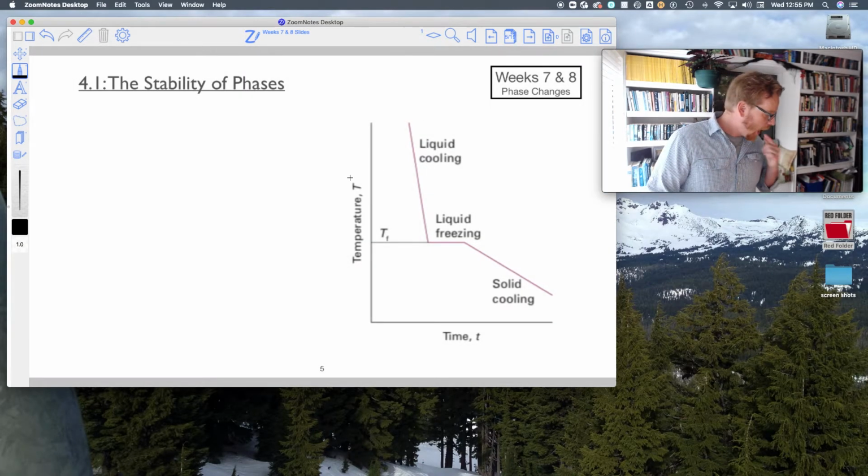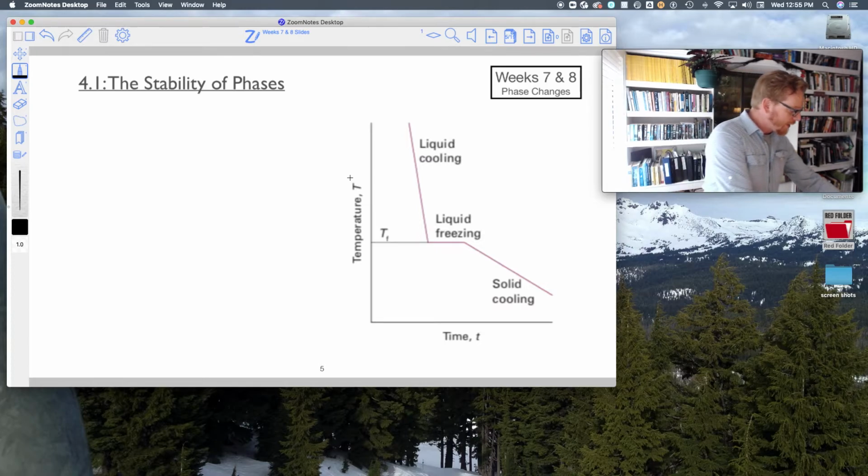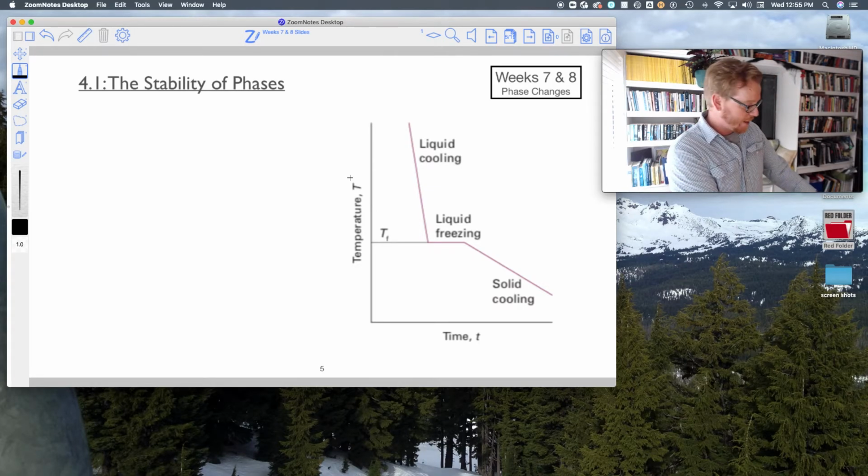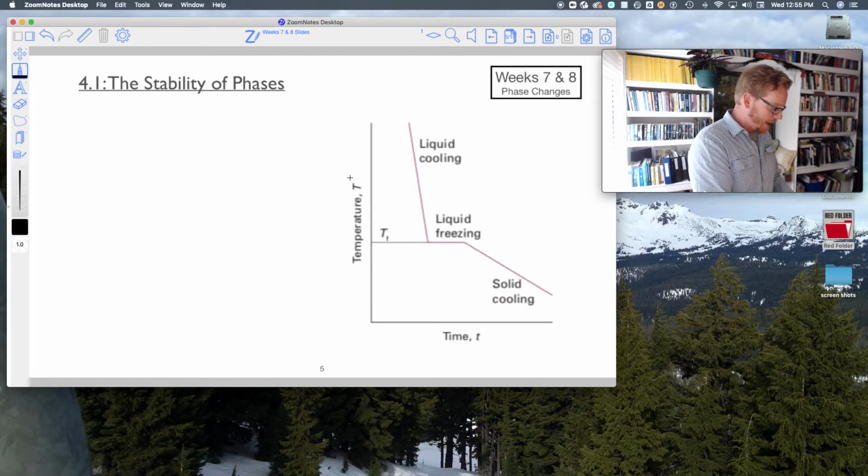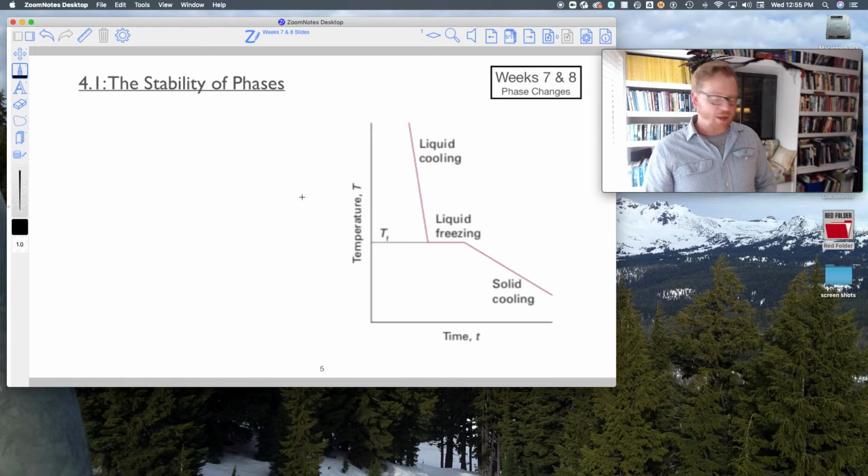Okay, so moving on. I'm just going to talk about the stability of phases very briefly, and then I will probably end this lecture because I think I'm liking the shorter lectures. Maybe you're liking the shorter lectures as well. So let's just briefly talk about the stability of phases, and then I'll cut it off.